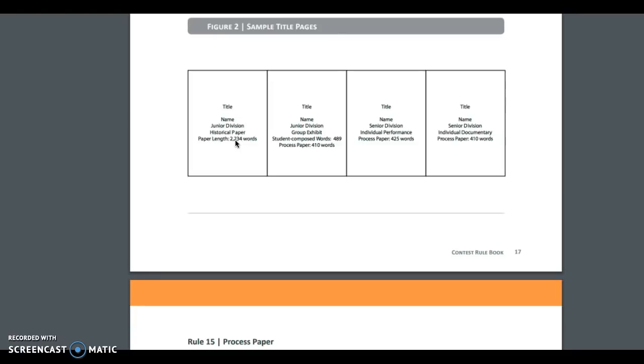That word count does not include your annotated bibliography, and if you are writing a paper, you also do not have to write a process paper. The other examples are group exhibit, individual performance, and individual documentary. All of your other title pages will have the link of your process paper.